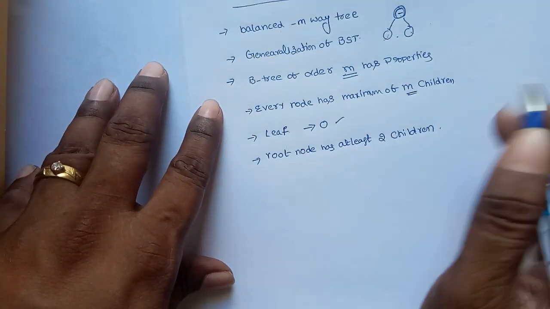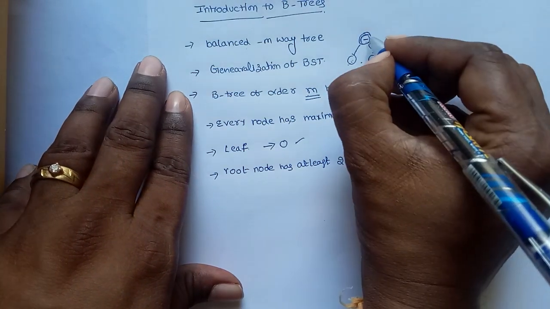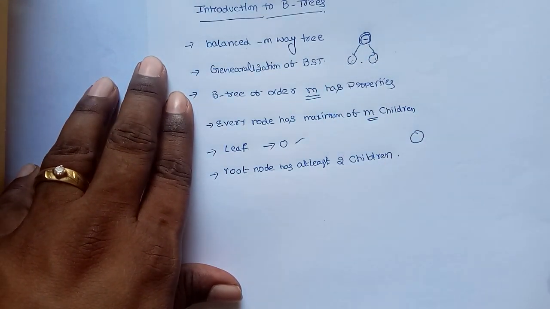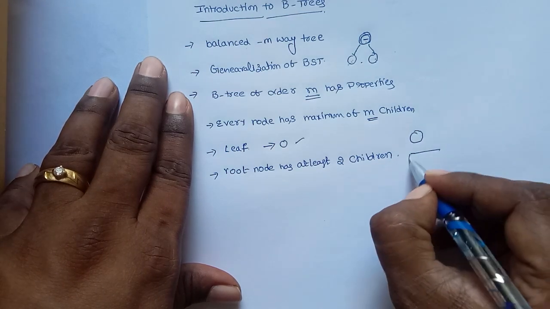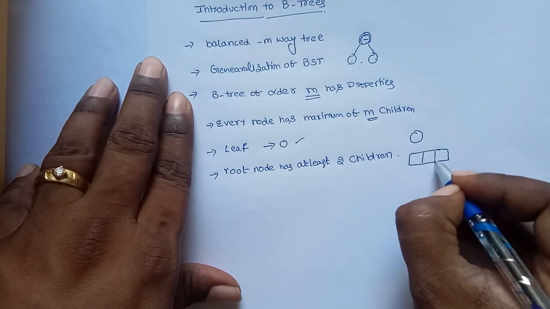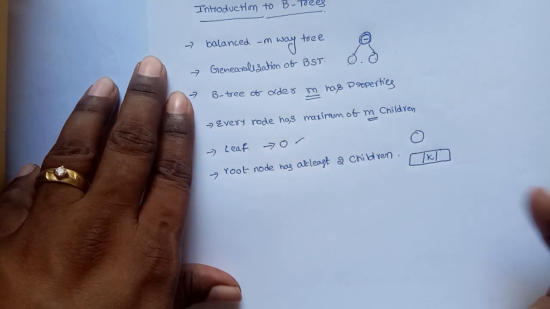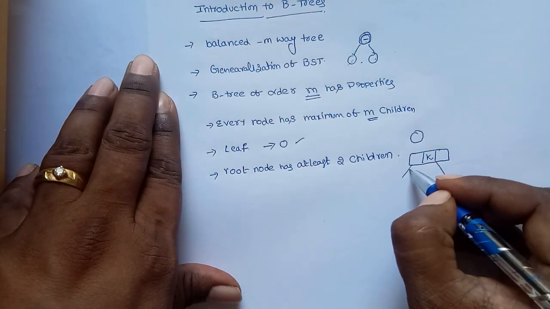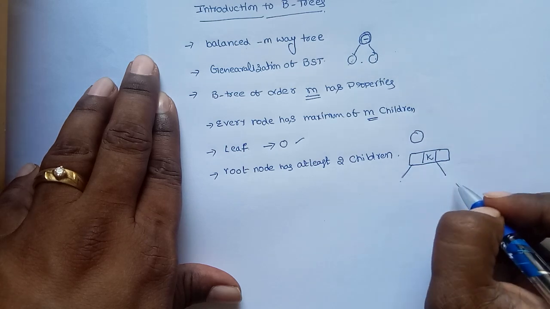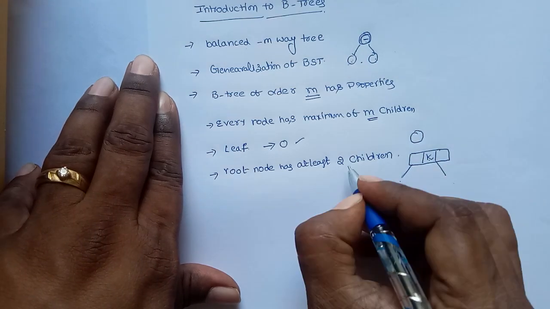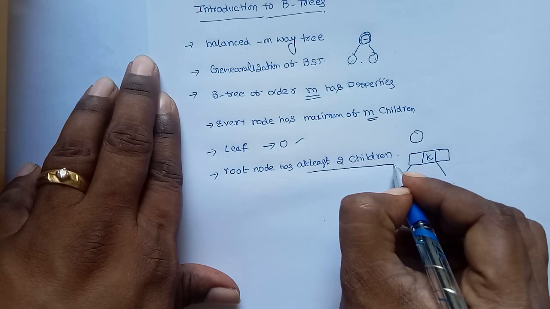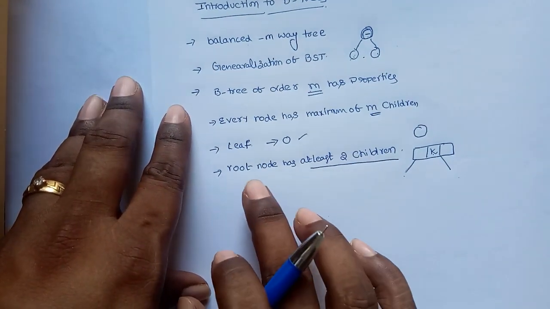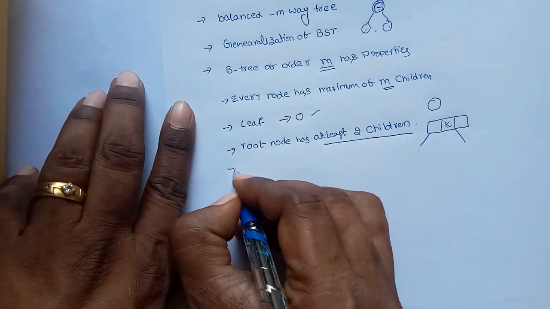At least 2 children means, for example, if we have a single element k in the M-way search tree, compulsorily we have two children: one value less than the root, another value greater than it. Remember, at least 2 children is the minimum number for the root.